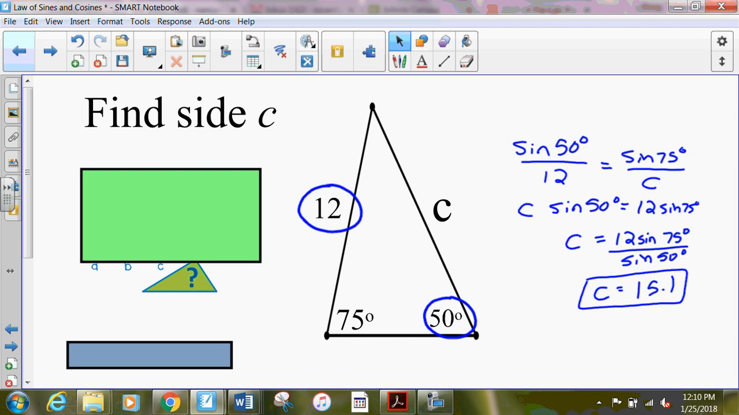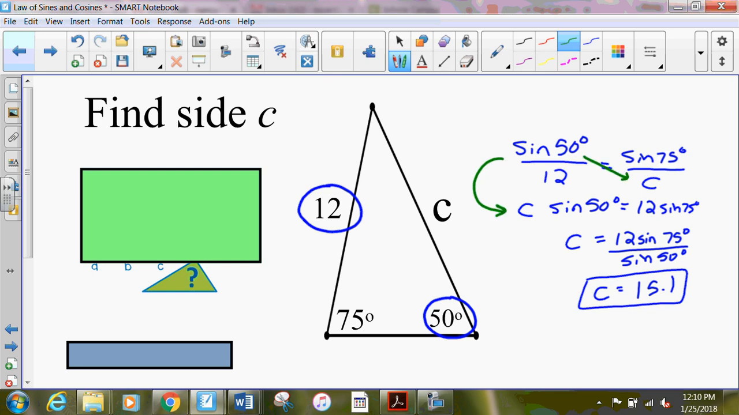Our goal here when we're given a proportion is to cross multiply. And that's what we did with the second step. Moving here, we cross multiply, and our goal is to get C by itself. So to do that, we divided both sides by sine of 50 degrees. And that gave us this. When we finally isolate C, as we did in this step, we put all of this in our calculator, and that leads us to our answer that side C has a length of 15.1, which makes sense for this given triangle, right? That's reasonable.